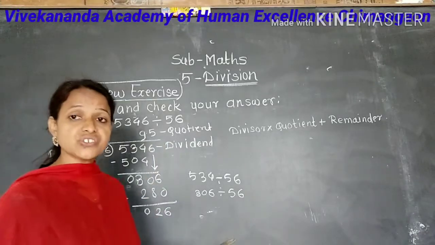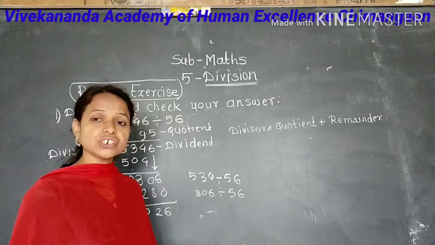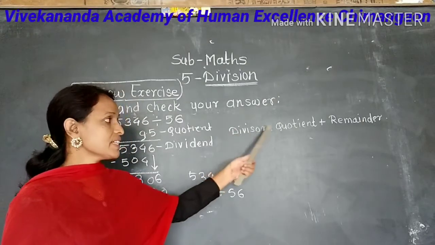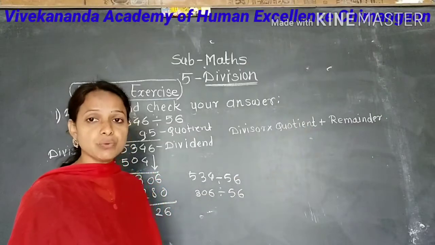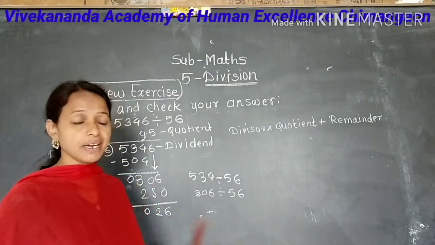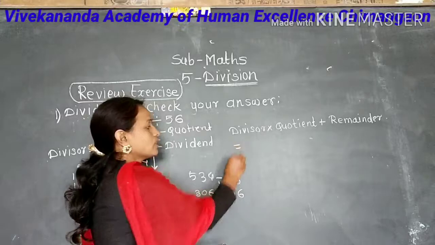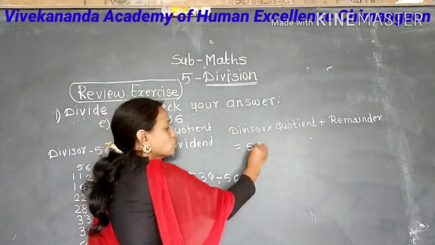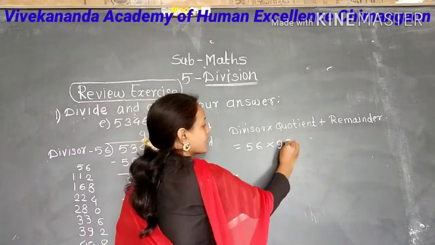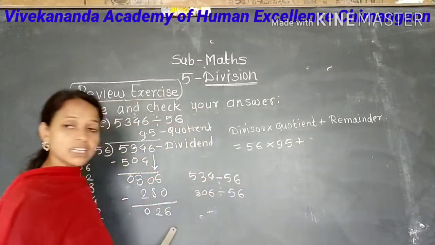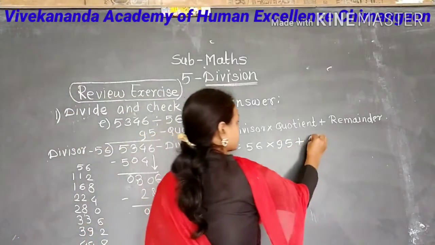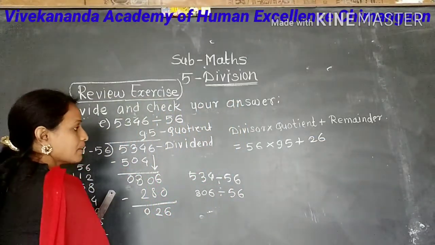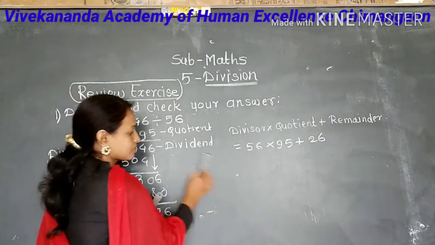Now division algorithm: divisor into quotient plus remainder. So we put the values of divisor, quotient and remainder in this division algorithm. Divisor 56, quotient 95 and remainder 26. Now we will multiply 95 by 56.